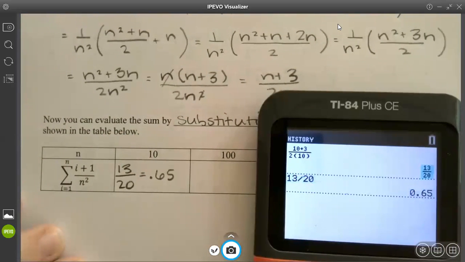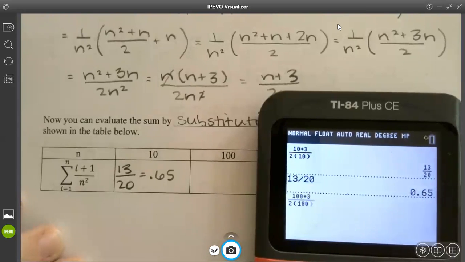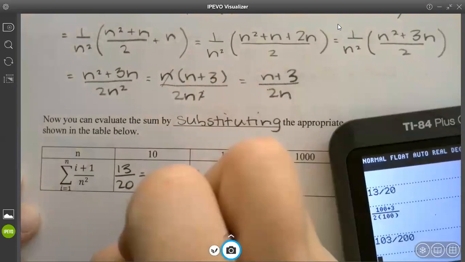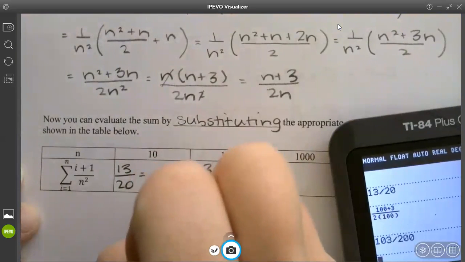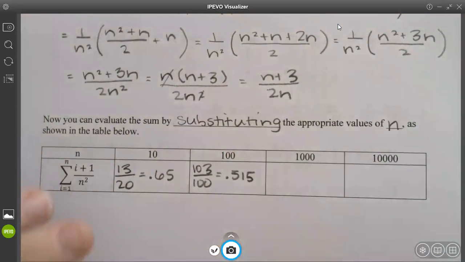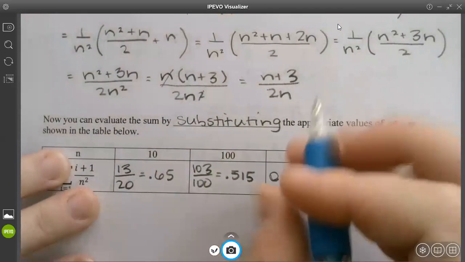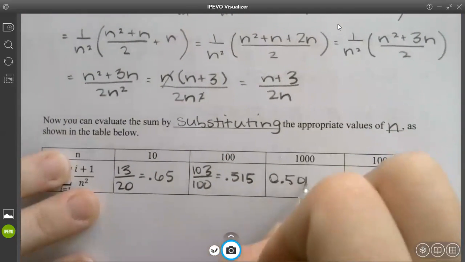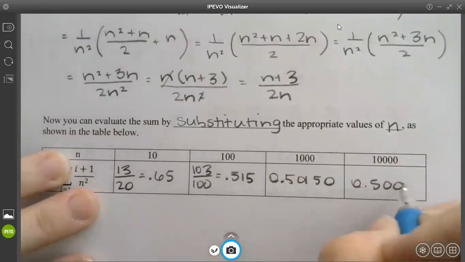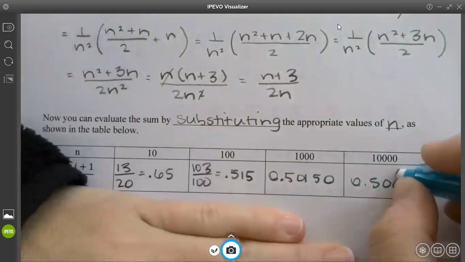We're going to do the same thing, except for instead of 10, we're doing 100. And we get 103 over 200, which is 0.515. I don't care which one you give me, decimals or fractions, that's fine. If I keep going and I plug in 1,000, the decimal is going to be 0.5015. And then for 10,000, 0.50015.